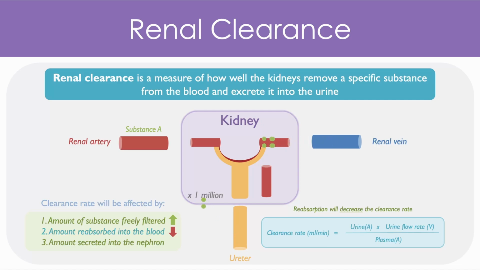In contrast, if we look at a situation where substance A is filtered into the kidney, but then a large amount is secreted, so molecules moving from the blood vessels into the nephrons themselves, then we will end up with an increased amount of substance A in the urine. Combining this with our equation, we can see that secretion will always increase the clearance rate because there's more of the substance in the urine and less in the plasma.